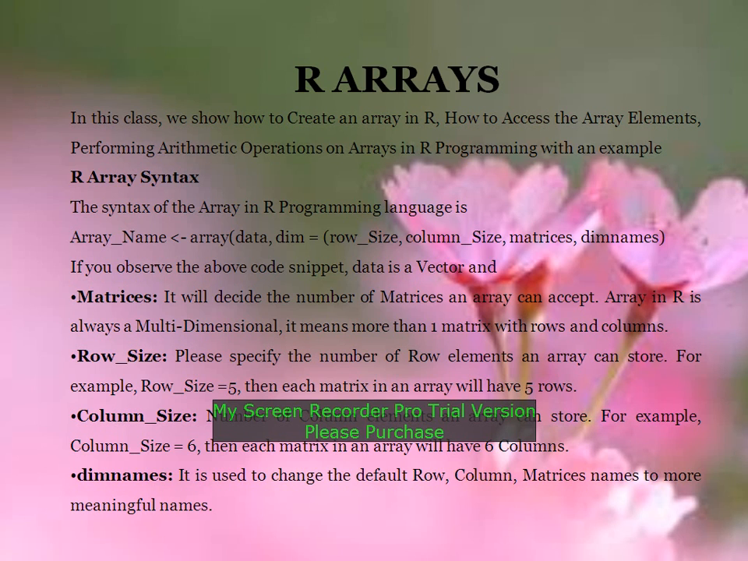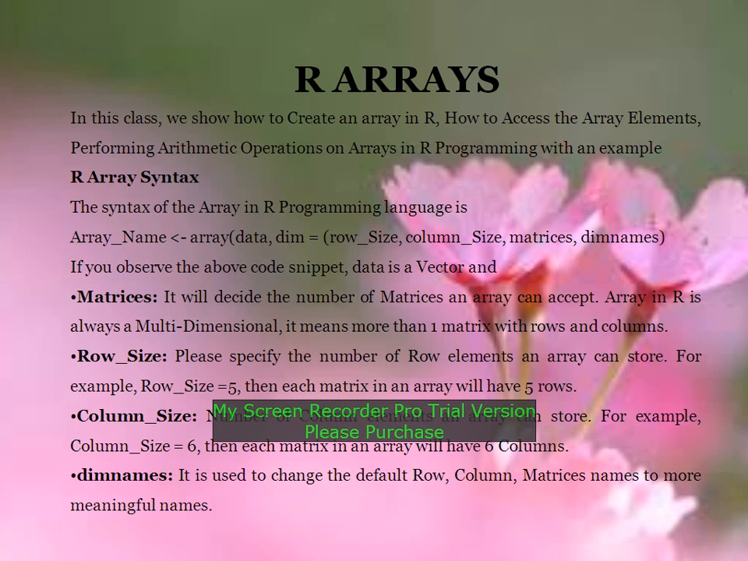Coming to matrices, it decides the number of matrices an array can accept. An array in R is always multi-dimensional. It means more than one matrix with rows and columns. So an array can hold multiple sets of data elements in the form of matrix structures. Next, the row size: here we specify the boundaries for the array, that is, the number of rows and number of columns. Row size specifies the number of row elements an array can store. For example, if row size is equal to 5, then each matrix in the array will have 5 rows.